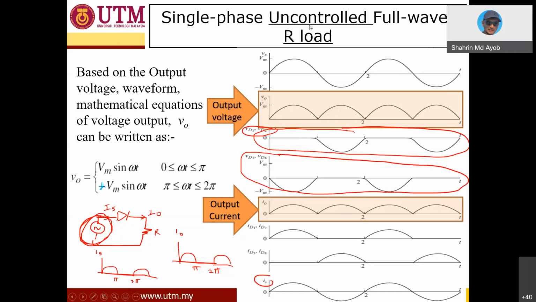But when you use a full wave, you will see that the Vs is still sinusoidal, yes, and then the I source is also still sinusoidal. So meaning that in terms of the power quality, the full wave rectifier is much better to be used for the AC to DC conversion.